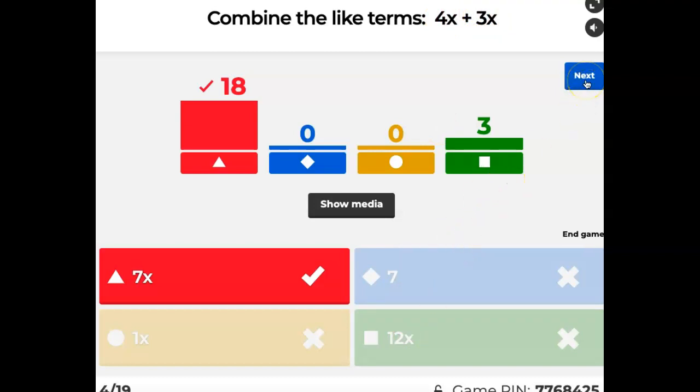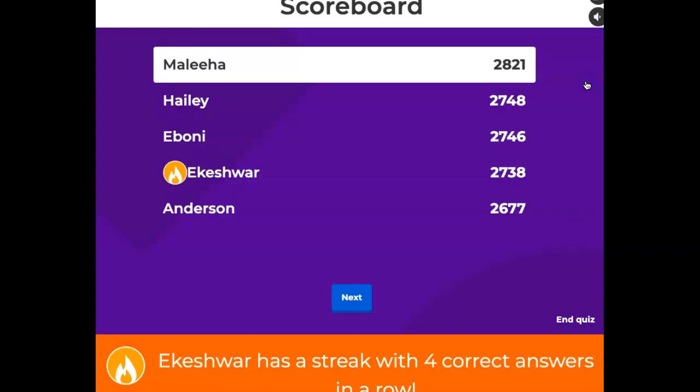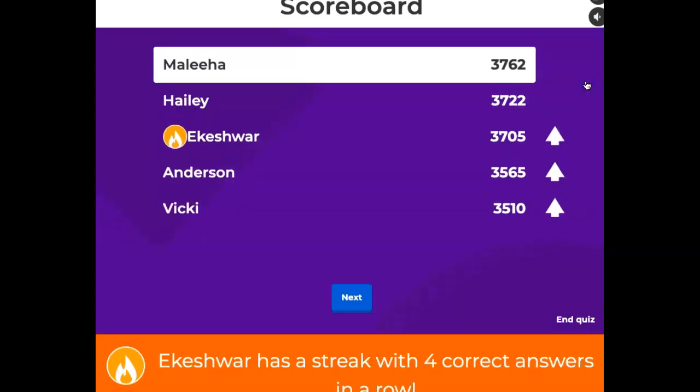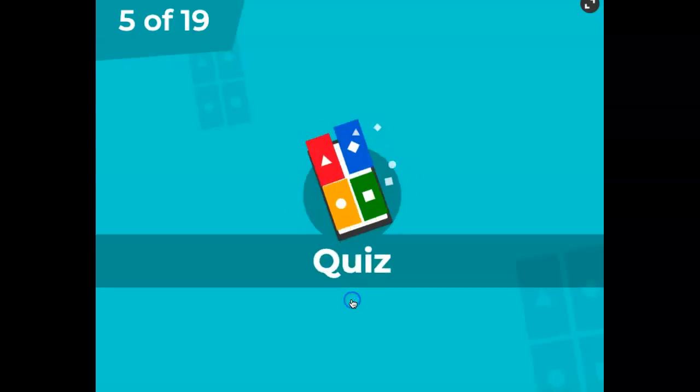Alright, next question. But let's first see the winner for this one. Still, Malia is unbeatable. Wow, Haley's coming. And look, Ebony is coming in hot. Let's go to the next one.